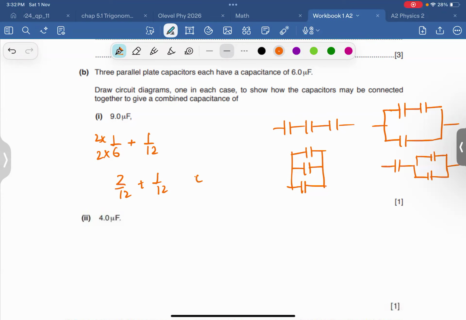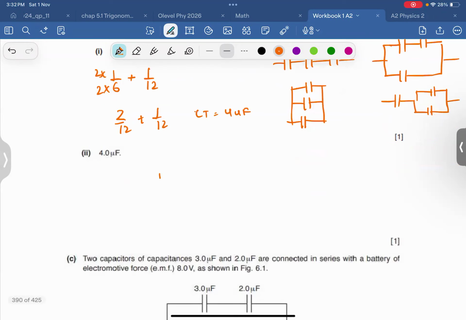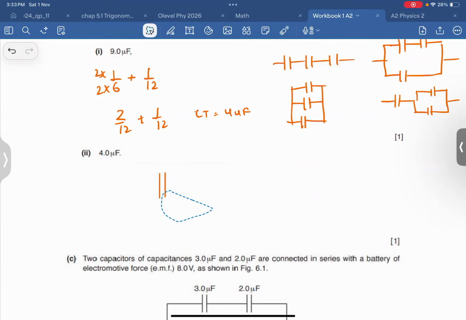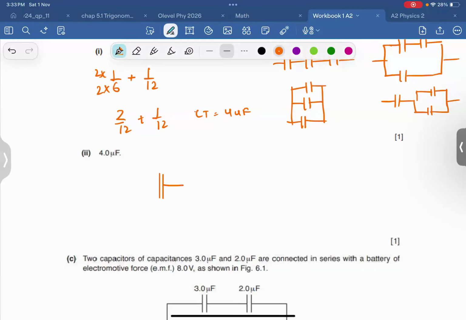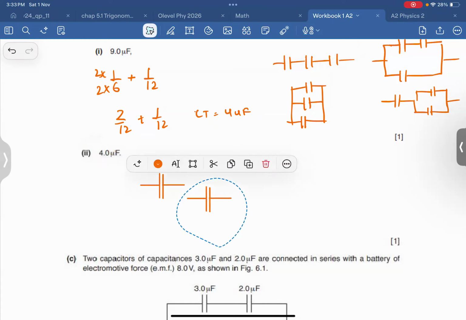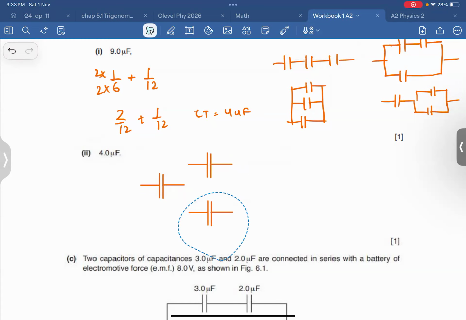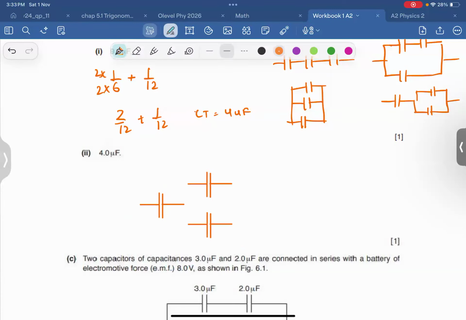Okay, so I'm getting the overall capacitance as 4 from the last circuit, which means this is going to be for this one. This one and this one. Okay, circuit done. Now, what about the first one?